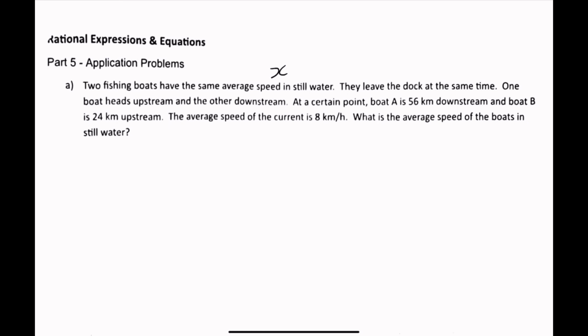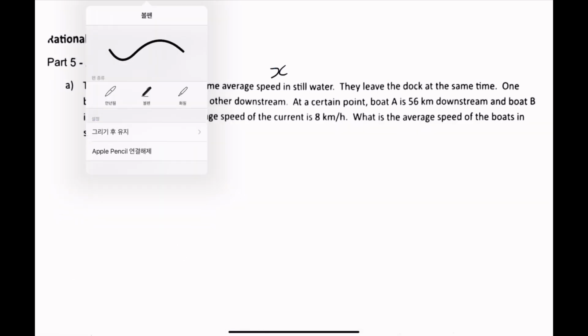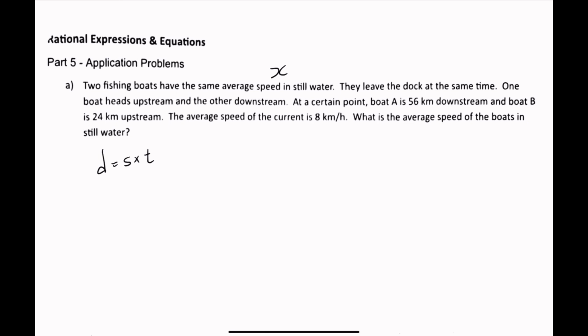Okay, so now for this one, we have to remember that distance equals speed times time. So the fishing boats have the speed of x, right? But then one boat heads upstream and the other heads downstream, right? And the current is 8 kilometers per hour, so the actual speed of one boat is going to be x plus 8 and one is going to be x minus 8, because the boat heading downstream becomes x plus 8 as it travels with the current, right?